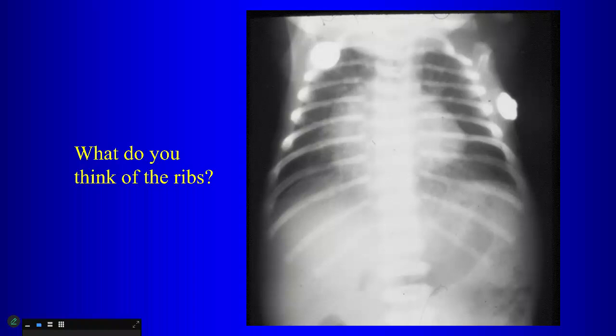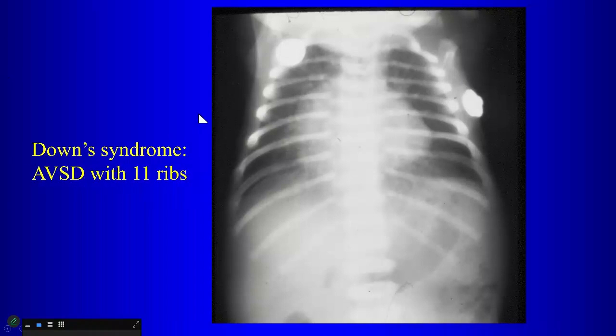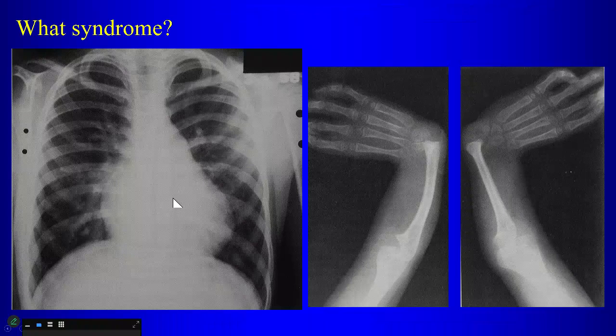I think there are congenital anomalies that are associated with Down syndrome. Sure, right. Endocardial cushion defects can be associated with Down syndrome, and Down syndrome can be associated with 11 ribs. So you may have too few ribs, you may have too many ribs. A little bit of cardiomegaly here, some increased vascularity. So that was a child with Down syndrome.